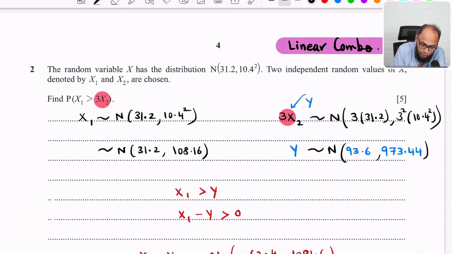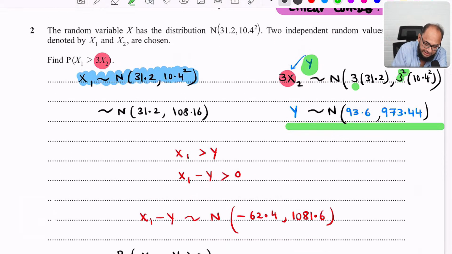x1 follows a normal distribution. So let me get a highlighter ready. So x1 follows a normal distribution 31.2 comma 10.4 square, and 3 times x2 I have denoted by the symbol y. 3 times x2, that is 3 multiplied by mean, 3 square multiplied by variance, and that is what you get. So now it says x1 is greater than 3x2. I can write this thing as probability x1 is greater than y.